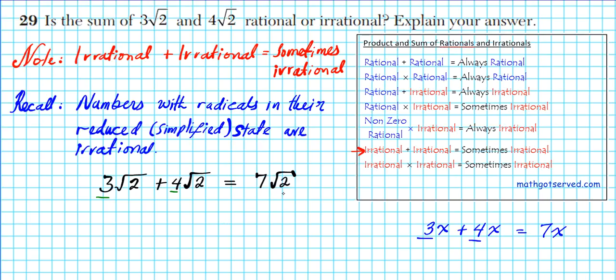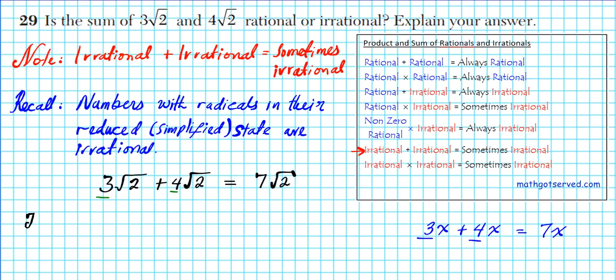What kind of number is this? Is it rational or irrational? Remember what we talked about earlier? If you have a radical in its simplified state, then that number is irrational. Okay? So let's go back to the question to know how to structure our response. It says, is the sum rational or irrational? Explain your answer. Okay, let's answer it.